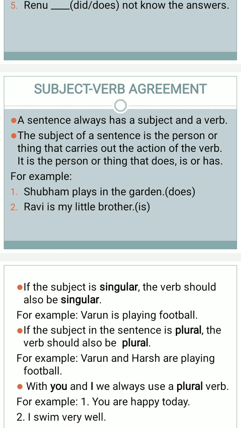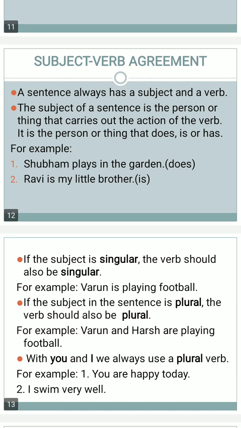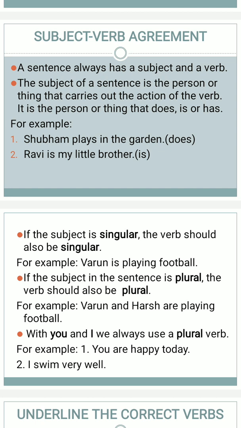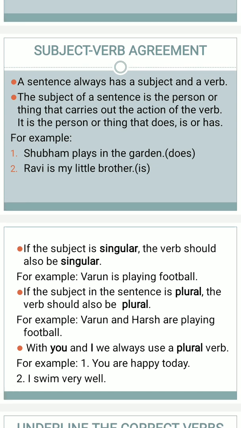It may be a person or a thing, it may do the action, or it is a be verb, or it has something, it is a possession verb also. Like, Shubham plays in the garden, Ravi is my little brother. Here the verb is used, and plays means does. In the first example, Shubham plays in the garden, plays means he is doing what he is doing, he is playing.